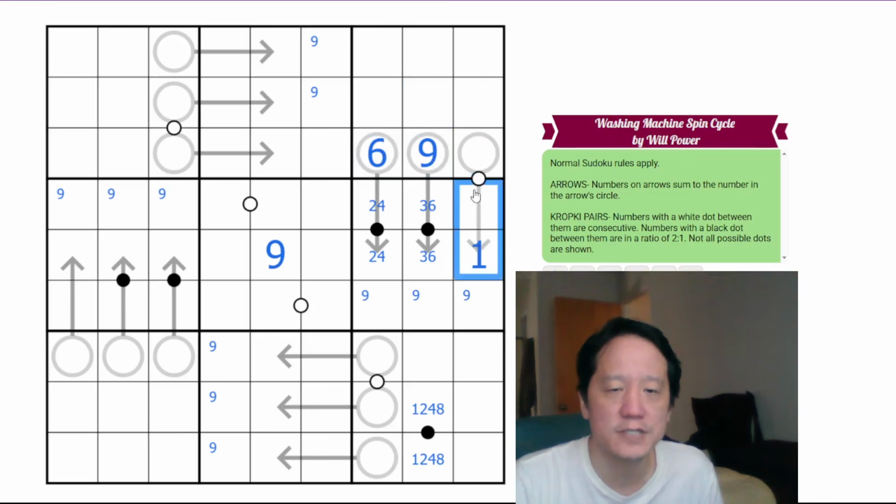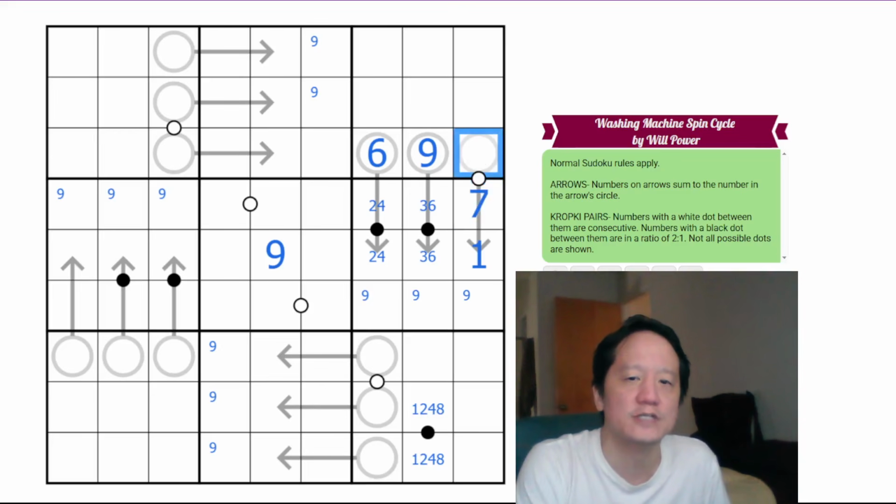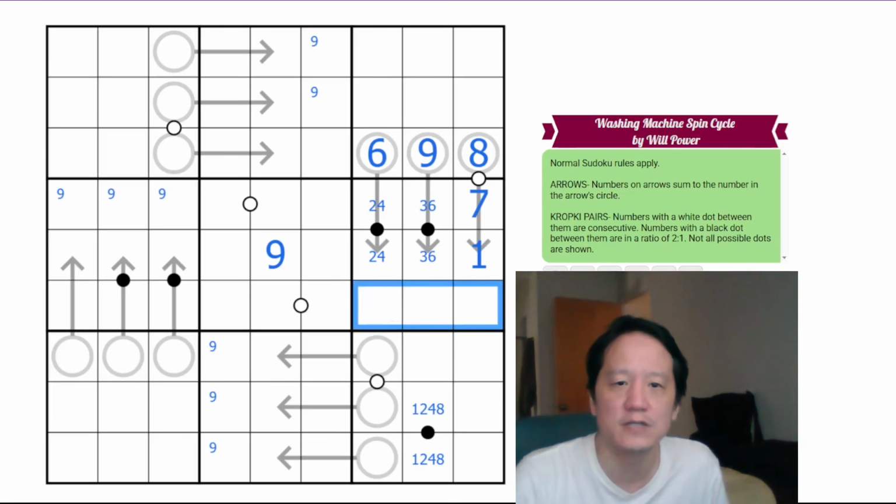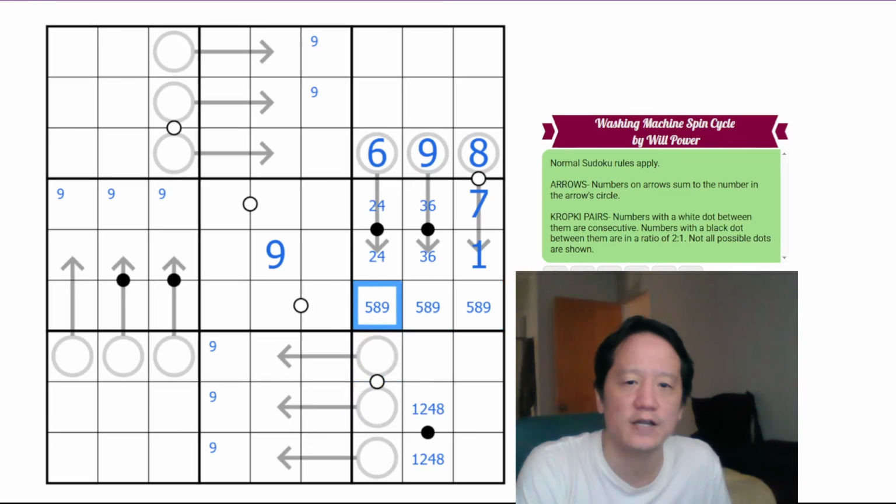If it's 1 and 7, that would be 8. If it's 1 and 8, that would be 9, which is not possible. So this must be 1, 7, adding up to 8. Therefore, the remaining digits in this right central box are specifically 5, 8, 9. 9 can't be here because of 9 in the column. This can't be 8 because of 8 in the column.